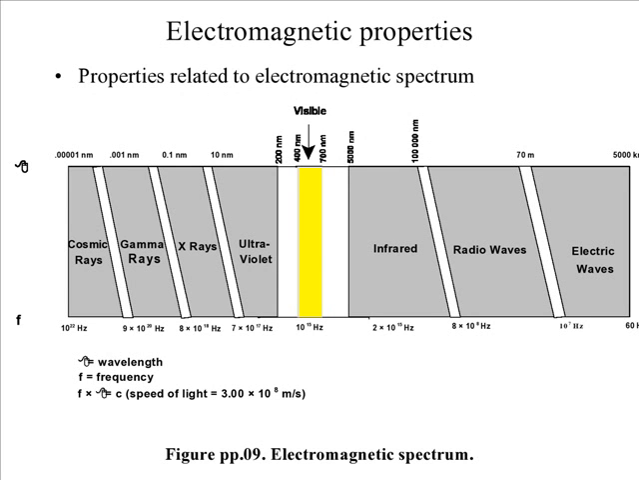Another set of properties that we examine are electromagnetic properties. And these are properties that are related to the electromagnetic spectrum. What you see in the diagram below actually is the electromagnetic spectrum that goes from cosmic rays, gamma rays, X-rays, ultraviolet rays to the very limited visible spectrum that we have onto infrared, radio waves, and electric waves.